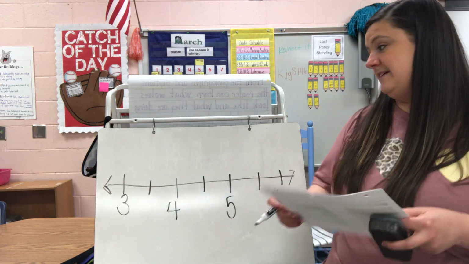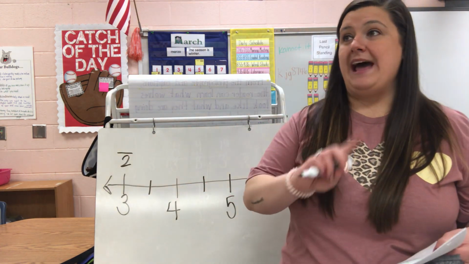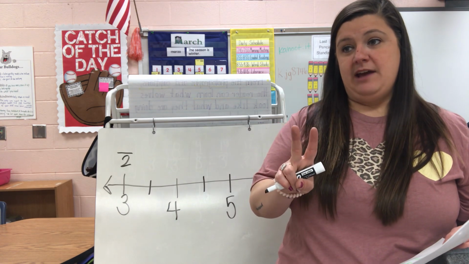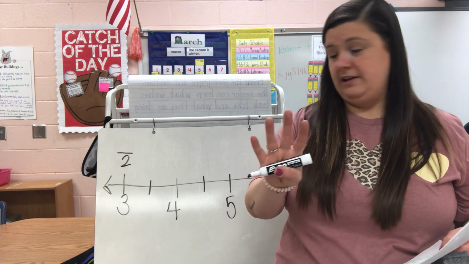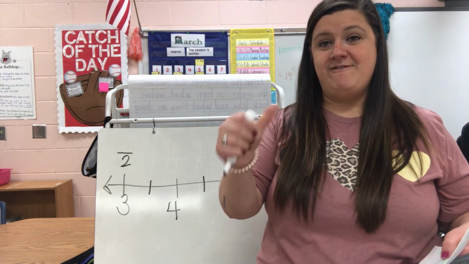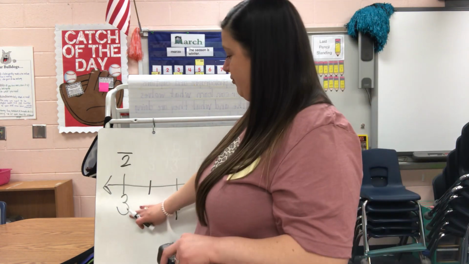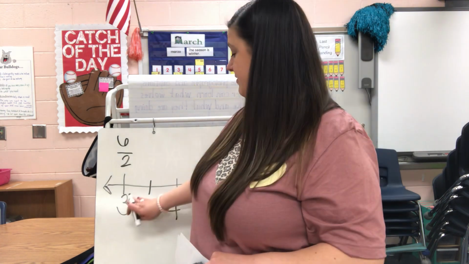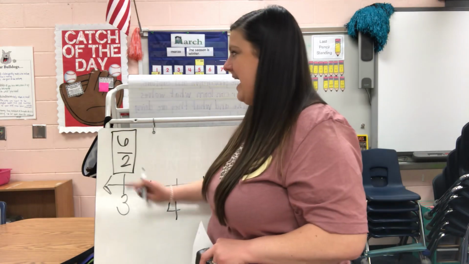Now, I need to figure out how many halves I have at 3 wholes. Well, when I have 1 whole, how many halves do we have? 2. If we go up 2 more, we would have the whole number 2, so 3, 4. If we go up 1 more to 3, we would have 5, 6. So for the whole number 3, we have 6 halves. That tells me that 3 is equivalent to 6 halves.